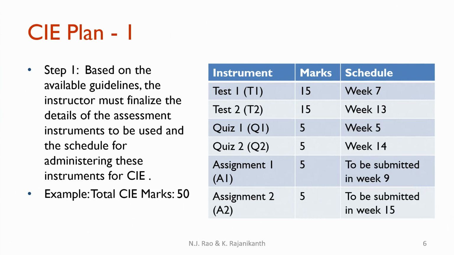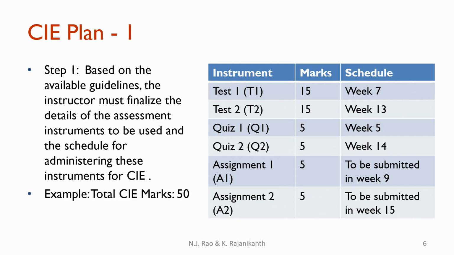So, the first step in CIE would be, based on the available guidelines, the instructor must finalize the details of the assessment instruments to be used and the schedule for administering these instruments for CIE. As I mentioned, there can be only 2 tests, or there can be 2 tests and certain quizzes, or there can be tests, quizzes, assignments, or there can be tests and then a mini project. So, in all these cases, we must first finalize the details of these assessment instruments and the marks allocated for them, as well as the schedule when that particular instrument is going to be administered.